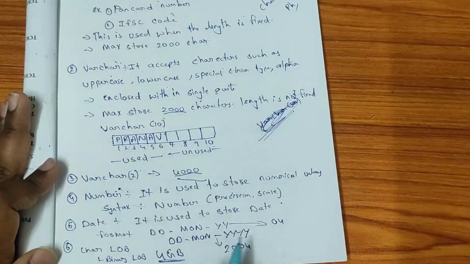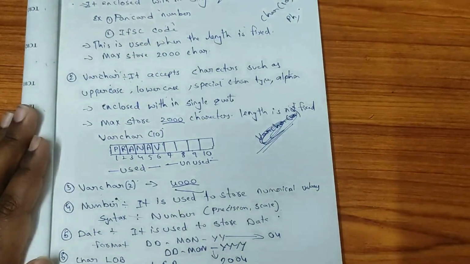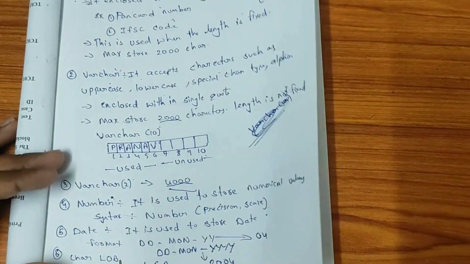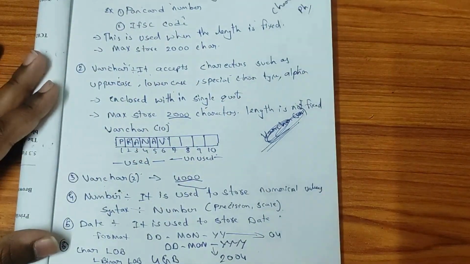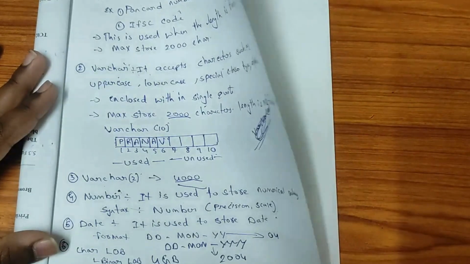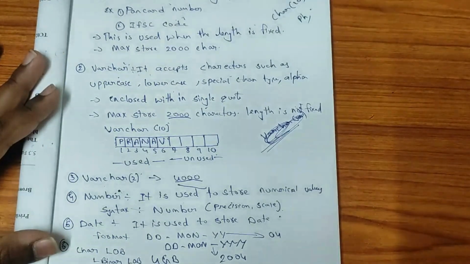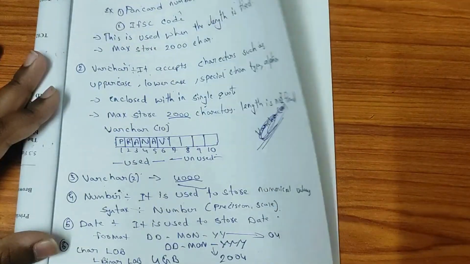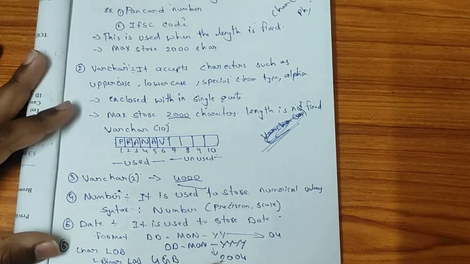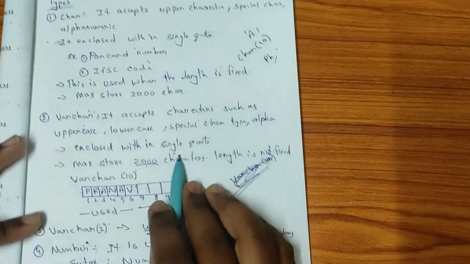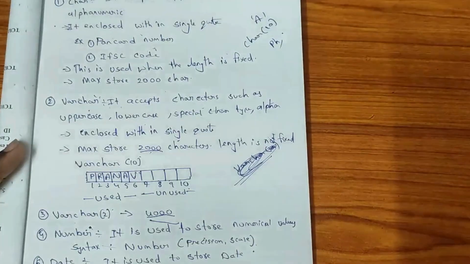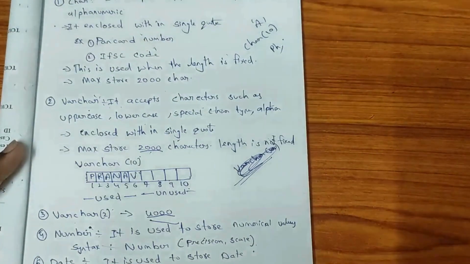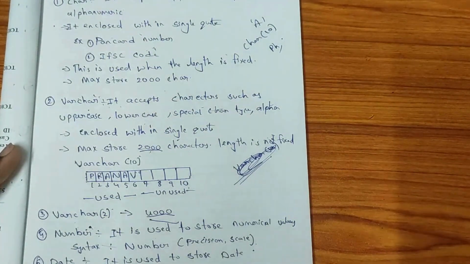And in the last we have the character large objects. Character large objects are another type of data type, which has two types: a character large object and a binary large object. Here we can store up to 4 GB of data.